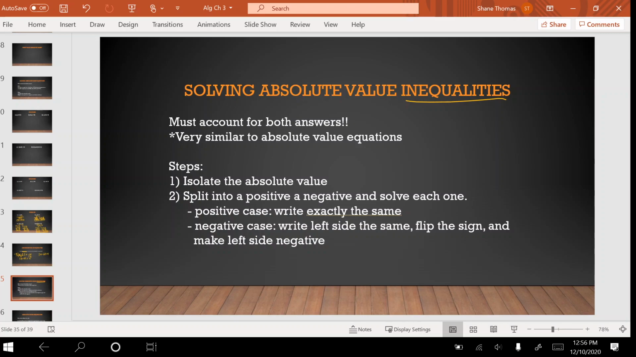First step, isolate the absolute value. Exactly the same. Split into a positive and negative case and solve each one. Still the same. Here's the only difference. Positive case, you write exactly the same. Only difference is this: on your negative case, write the left side the same, flip the sign, and make the right side negative. So really, at the end of the day, that is the only difference between an equality and an inequality: on the negative case, you have to flip your sign around.